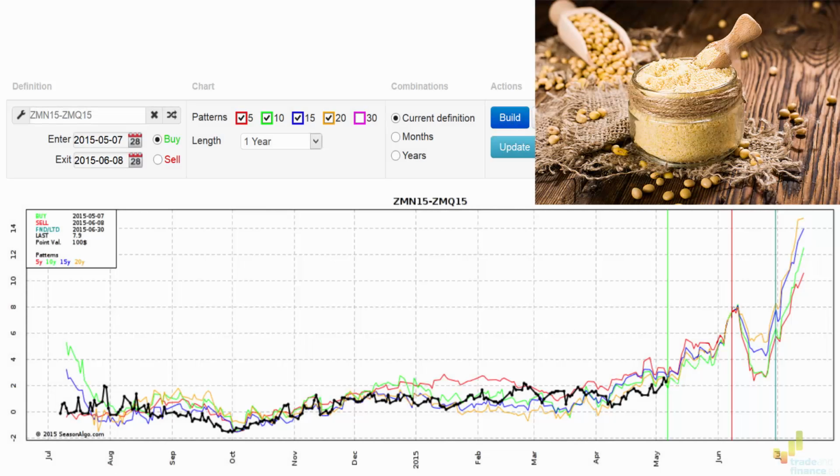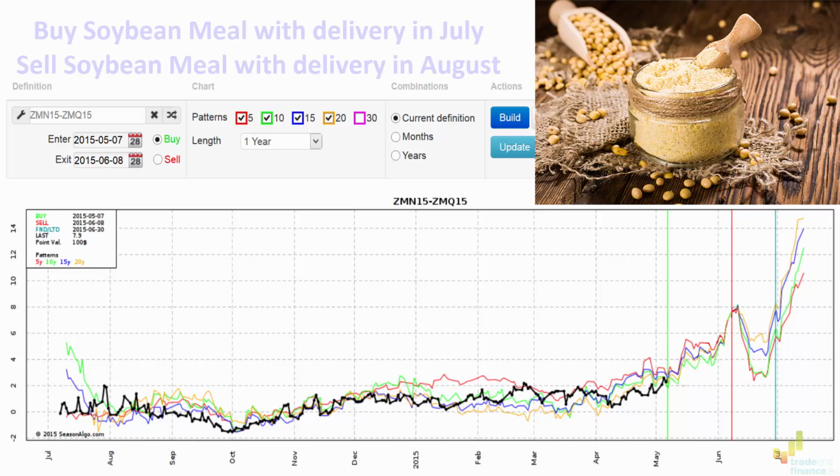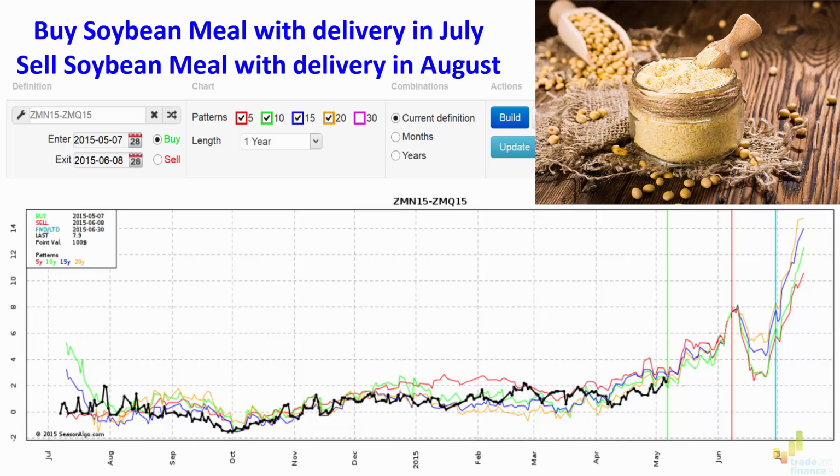Let's have a look at a practical example. This is the chart of a spread. It means the chart of the price difference between the contract of soybean meal with delivery in July and a contract of soybean meal with delivery in August. In other words, we would buy a contract of July soybean meal and at the same time we would sell the contract of the August soybean meal.